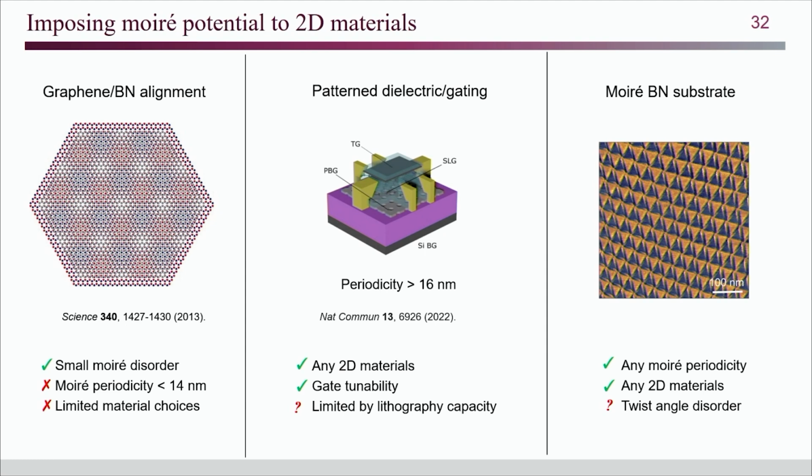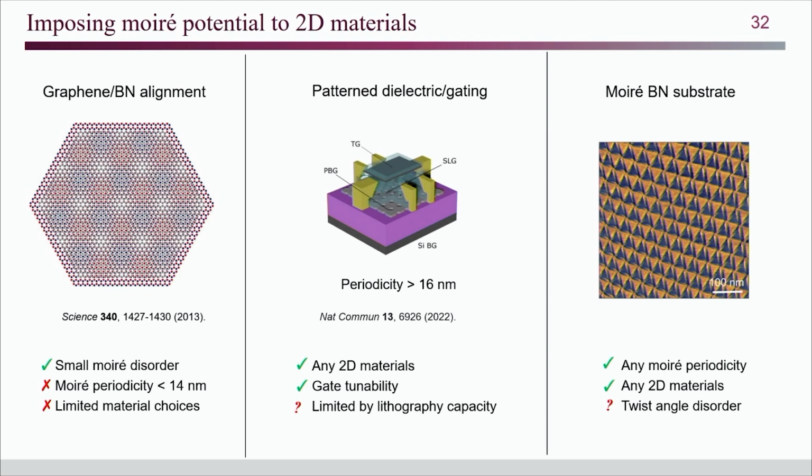So far, people have been using a few different ways to impose the Moiré potential to the 2D materials. For example, when people align the graphene to the boron nitride, it has a very small Moiré disorder because of this lattice mismatch, but the Moiré periodicity is limited, and you have some limited material choice. People also use patterned dielectric gating, where they punch holes by lithography. In that case, it's very versatile in terms of materials and gate voltage, but the problem is the lithography capacity, which is limited to around 16 nanometers.